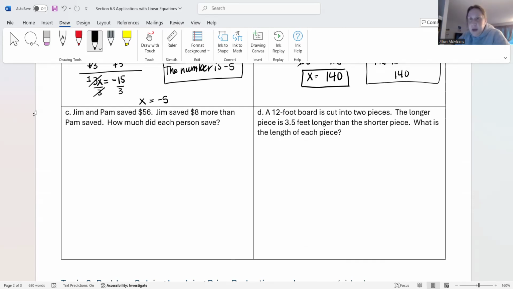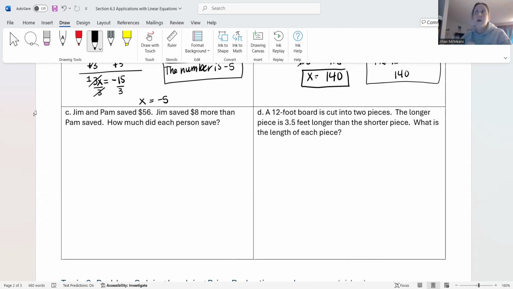So let's just read the problem a couple times. It says, Jim and Pam saved $56. Jim saved 8 more than Pam saved. How much did each person save? So imagine two kids, they're pooling their allowance, they're trying to save up for something, okay? And what we know is when they pool their allowance combined, they saved $56, okay?